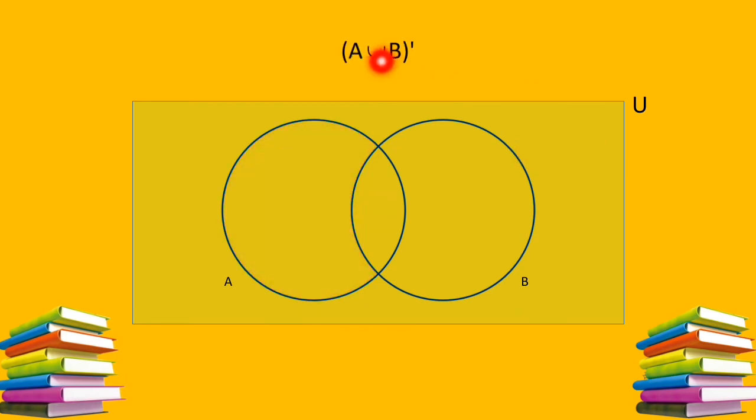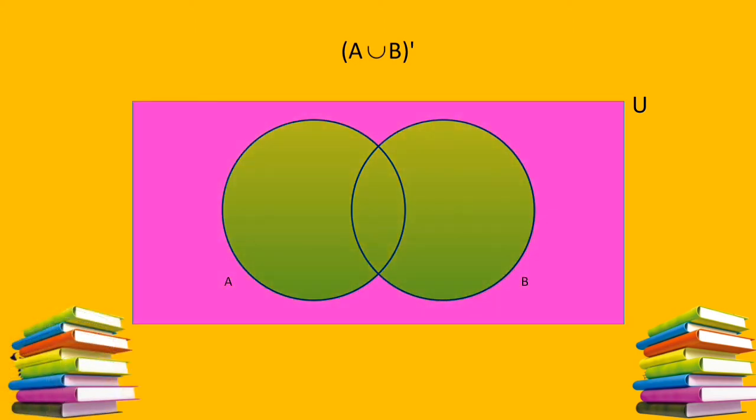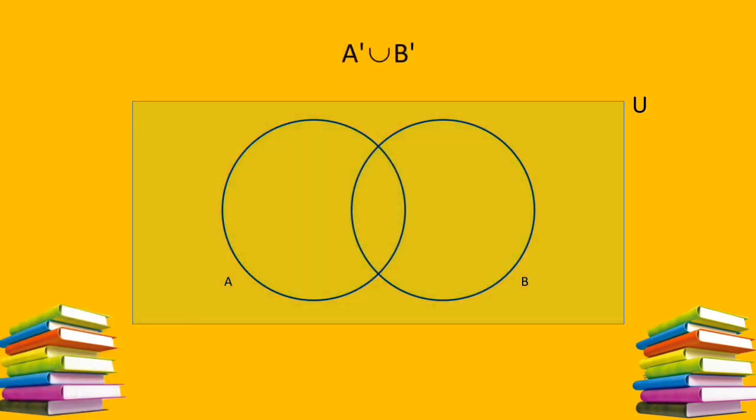Okay, A union B whole complement. A union B is everything that is present in set A and set B, and its complement means all the area which is outside this area. So students, here you will shade the area which is outside the set A and set B. So the area in pink color is the representation of A union B whole complement.